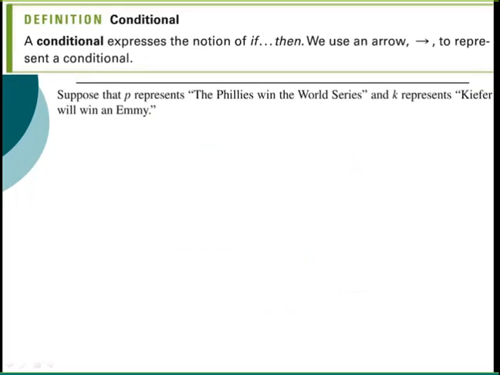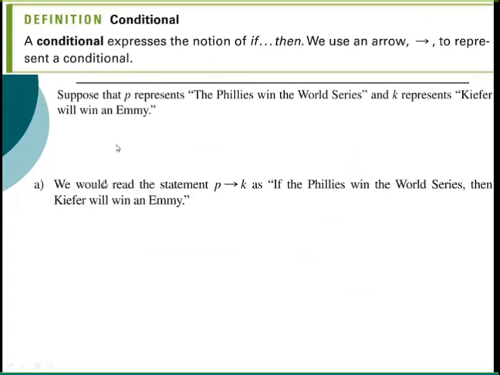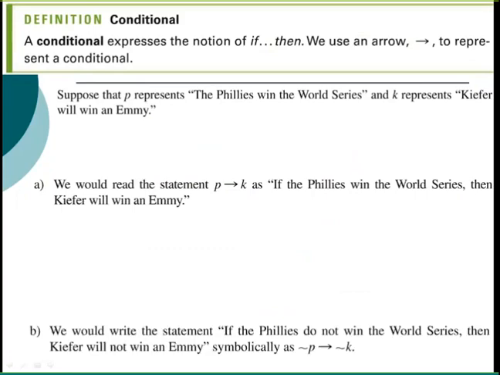Okay, now we've got conditionals. Conditionals express the notion of if and then. We use the arrow to represent a conditional. Suppose that P represents the Phillies win the World Series, and K represents Kiefer will win an Emmy. So we would read the statement P arrow K as if the Phillies win the World Series, then Kiefer will win an Emmy. So again, we're taking the P as this first statement, the Phillies will win the series. This says then, it's like a comma then, K, Kiefer will win an Emmy.